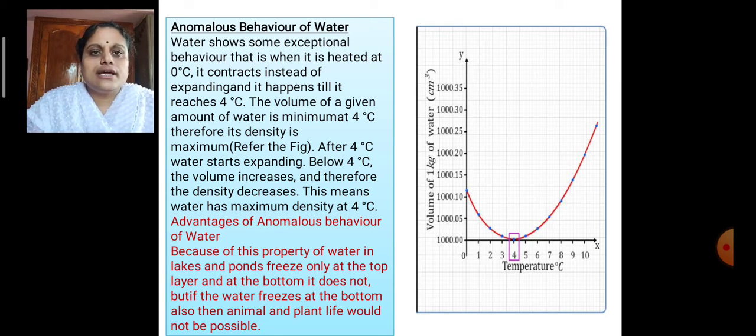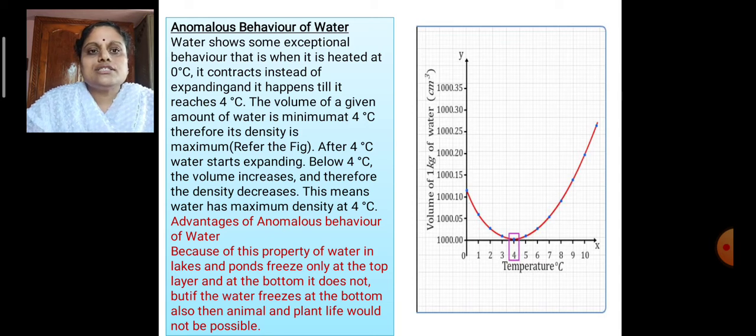Below 4 degrees centigrade, the volume increases and therefore the density decreases. This means that water has a maximum density at 4 degrees centigrade. From the graph of volume versus temperature, we can see that it has a minimum volume at 4 degrees centigrade. On either side of it, whether we increase the temperature or decrease the temperature, the volume increases.